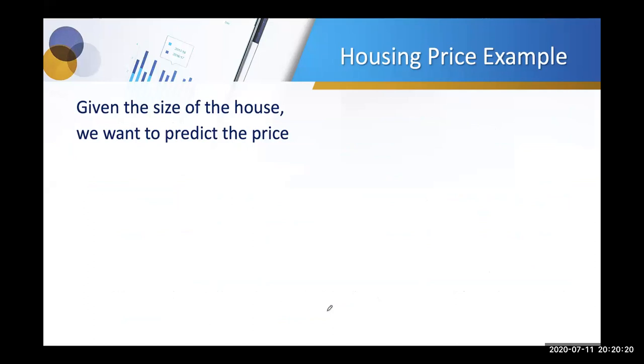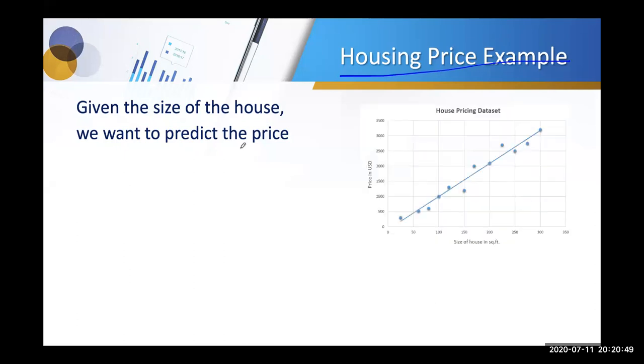Maybe people in this field have already seen this, because that's how people usually start teaching a machine learning course. They start with this housing price example. So let's say that we are given the size of the house and we want to predict the price. So we have a bunch of houses. We are given the size of the house and we want to learn to predict the price of that house.